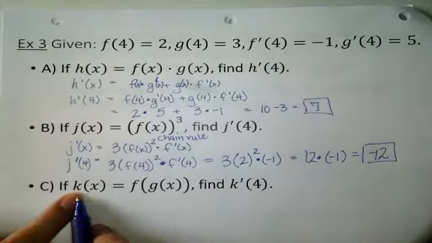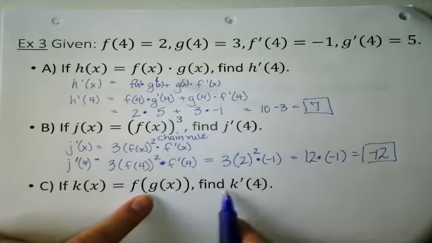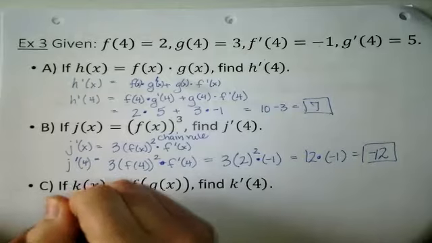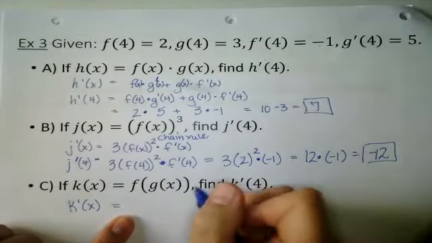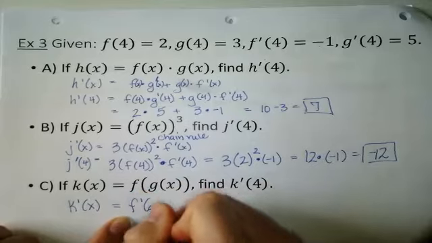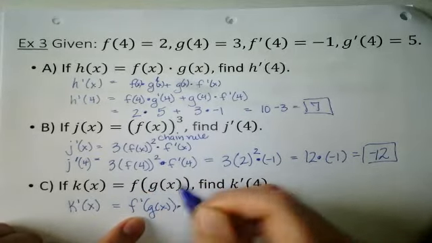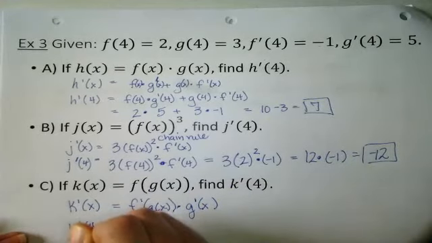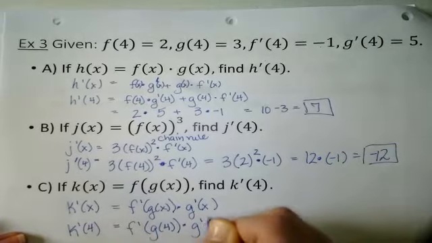All right. Here we have k of x. And again, it's a composition of two functions. We have an outer function and an inner function. And again, we want to find the derivative. So again, this is the chain rule once again. So to find k prime of x, it's going to be the derivative of the outside times the derivative of the inside. So f prime of g of x times the derivative of the inside, which would be g prime of x. So I'm going to go ahead and plug in my 4s everywhere. So we have f prime of g of 4 times g prime of 4.